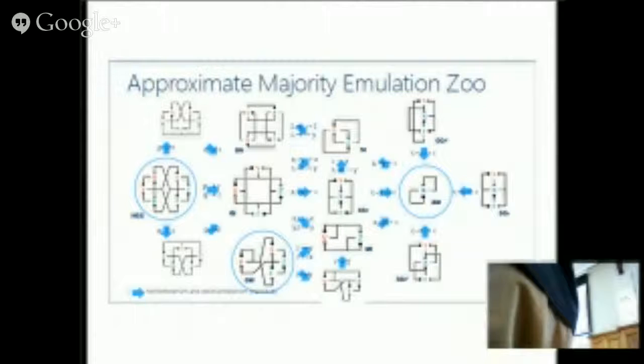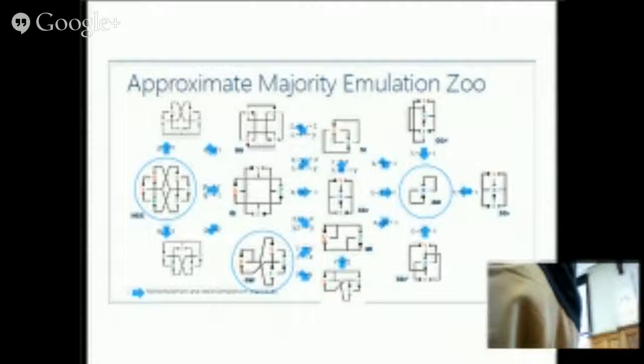So this means that this big thing here can behave exactly like approximate majority if it wants to, if you choose the parameters correctly. And what are these things? Well, these are networks which have some relevance. This is mutual inhibition, the other one we saw, the time place in biology. This one is the cell cycle, the most complicated cell cycle.